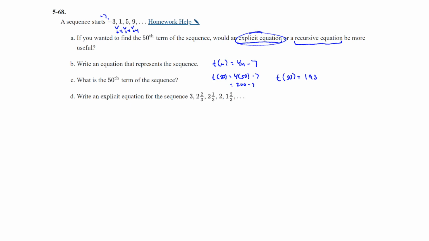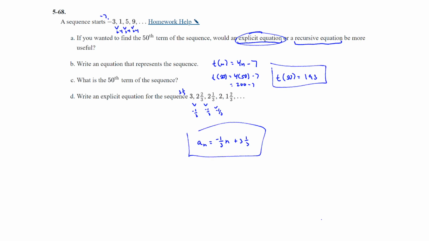And then for part D, write an explicit equation for the sequence that follows. 3, 2 2/3, 2 1/3, 2. So it looks like it's going down by 1/3 each time. You're just subtracting 1/3. And once again, if we go back to find term 0, we would add 1/3, so that's 3 1/3. So an explicit equation, I'll write it as a sub n on this one just to show you a different form. A sub n is equal to, so the rate of change is -1/3 n, and we're starting at 3 1/3. So there's one way to write an explicit equation.